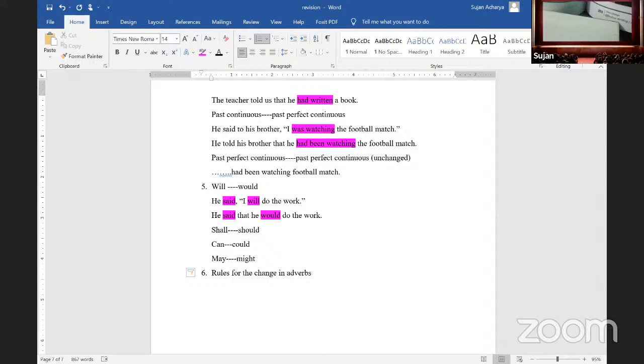Rules for the change in adverbs. Those adverbs that show nearness, closeness are changed into the corresponding adverbs that show farther distance. Like here, there. He said to me, "Come here." He told me, or he asked me, to go there. Come here, go there.